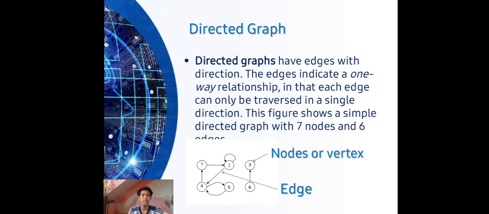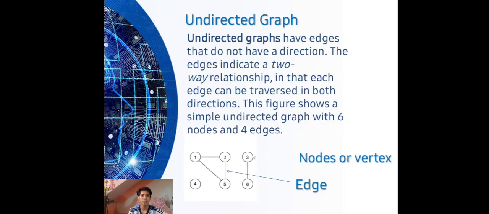So next is the undirected graph. Undirected graphs have edges that do not have a direction. The edges indicate a two-way relationship in that each edge can be traversed in both directions. This figure shows a simple undirected graph with 6 nodes and 4 edges.